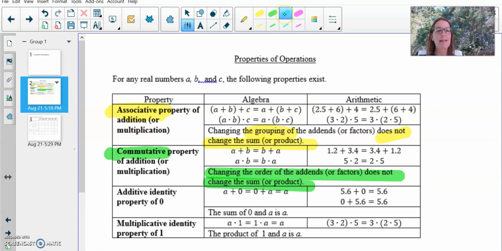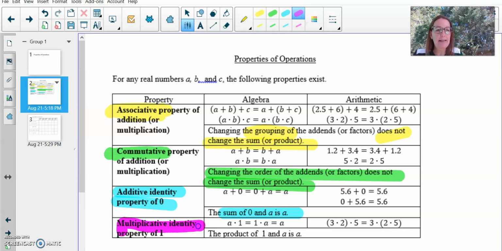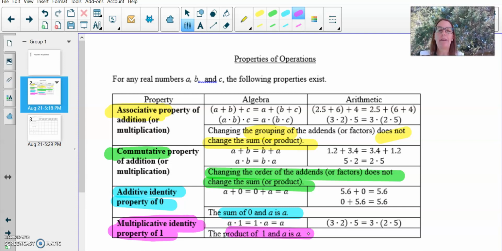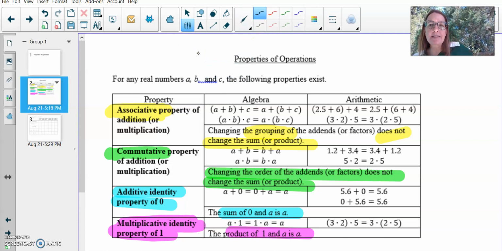The additive identity property of 0: if you add 0 to any number, you get your original number back. And the multiplicative identity property of 1: if you multiply any number by 1, you get your original number back. So these are the first four properties of operations that we're going to be looking at.